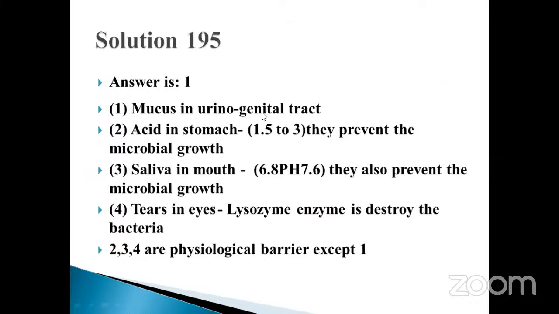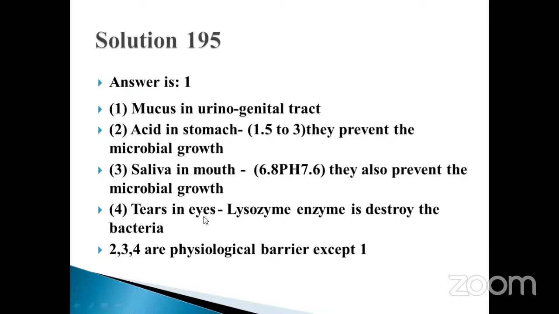Mucus is already in the urinogenital tract, but the acid in the stomach, at pH 1.5 to 3, prevents microbial growth. Saliva in the mouth, with a pH of 6.8 to 7.86, also prevents microbes, because the acid as well as the base will not allow the growth of microbial activity in that particular area.